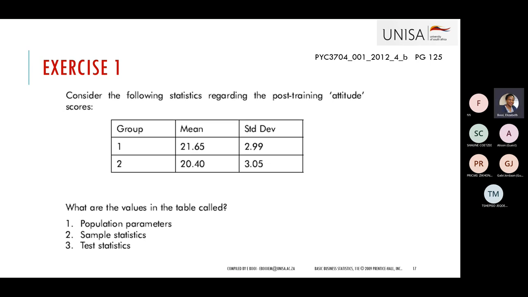Are these values population parameters? Therefore, it means this comes from the population. Or are these sample statistics, are these measures coming from a sample? Or are these test statistics, are these things that we calculated when we calculated t, which is our test statistic?